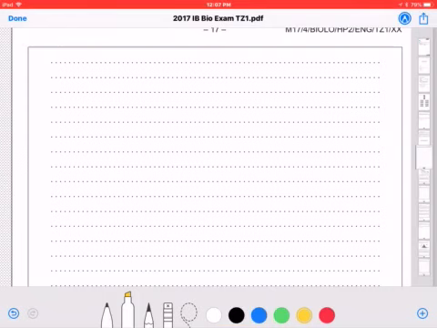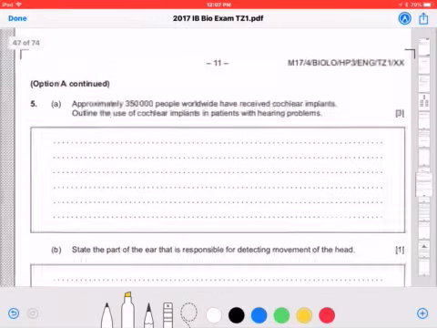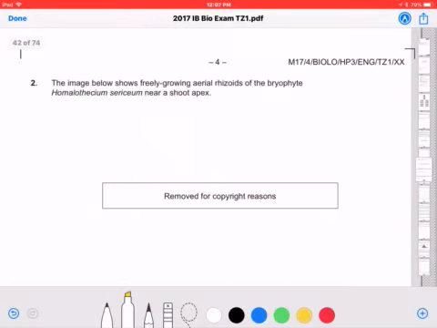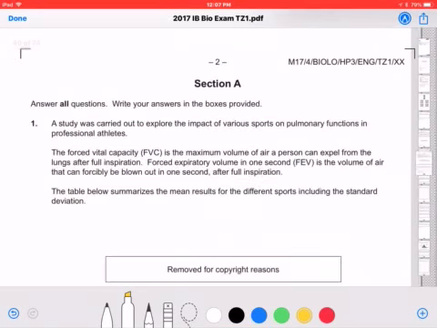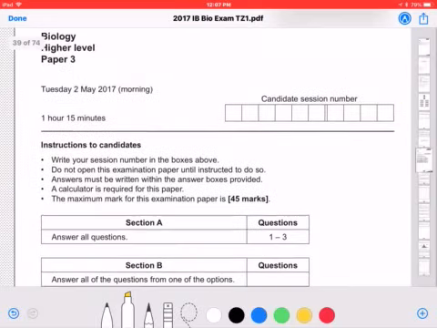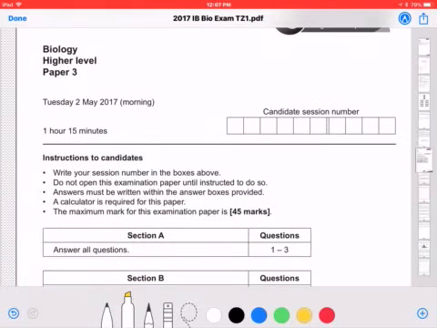Paper 3 you will do on the 15th. So let's find paper 3. Okay, there we go. Okay, so paper 3 will be on Tuesday in the morning. This will be Tuesday the 15th. But it is a morning exam. You have an hour and 15 minutes for this one, and it is 45 marks.